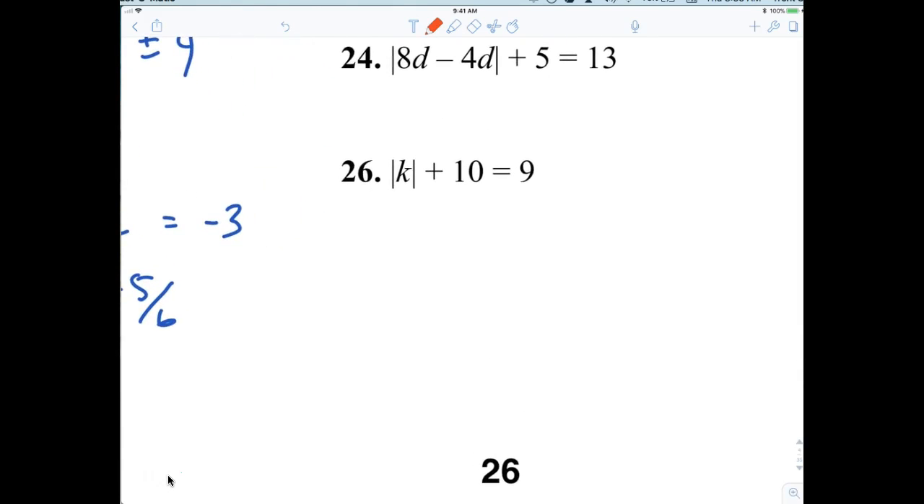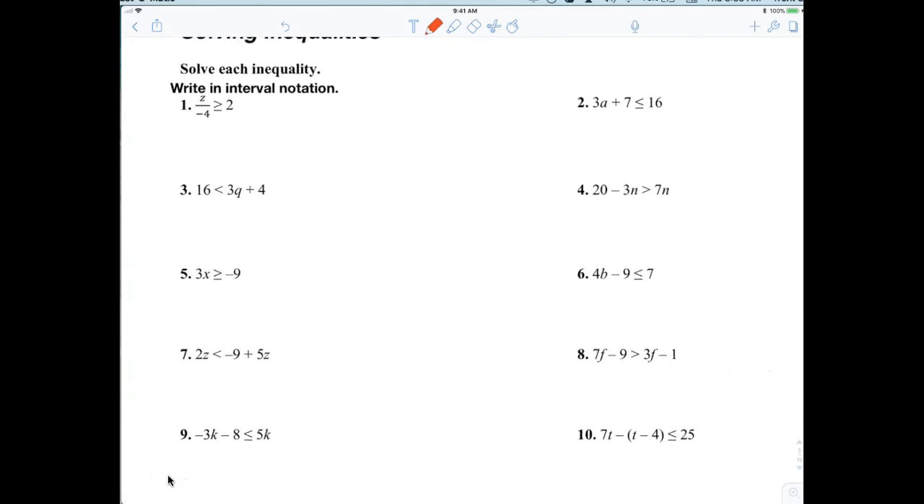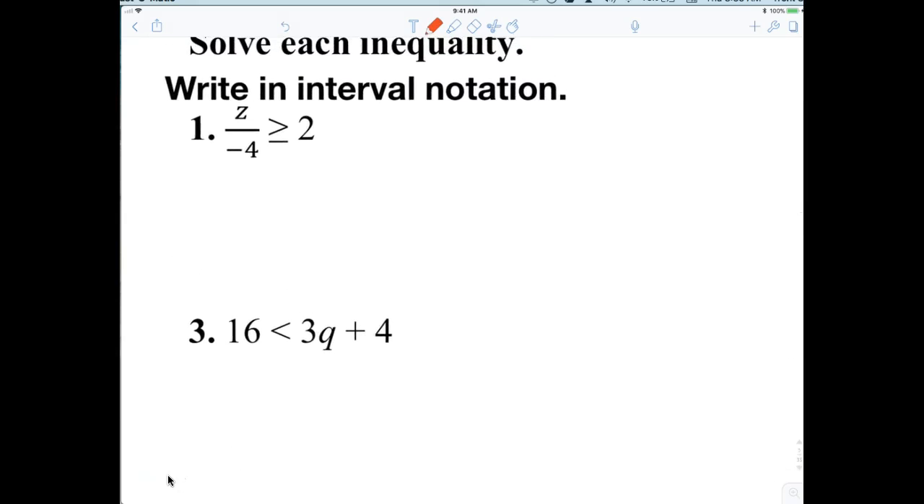Does everybody understand why number 26 is no solution, right? Minus 10 is negative 1. All right. Be careful. There's one of those in the quiz. Now, does everybody remember when you multiply or divide by a negative, you have to do what? Switch the sign. Switch the inequality sign. All right, so here we go.